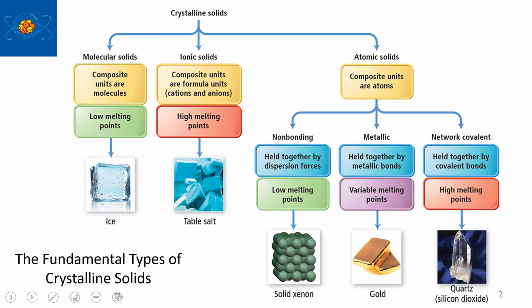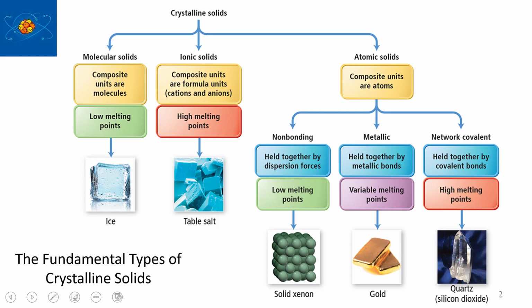And then we have ionic solids. Ionic solids are held together much more strongly because what holds them together is ionic bonds, and they form crystal structures similar to the crystal structures that we've been looking at in the previous section, the cubic and the hexagonal crystal structures.